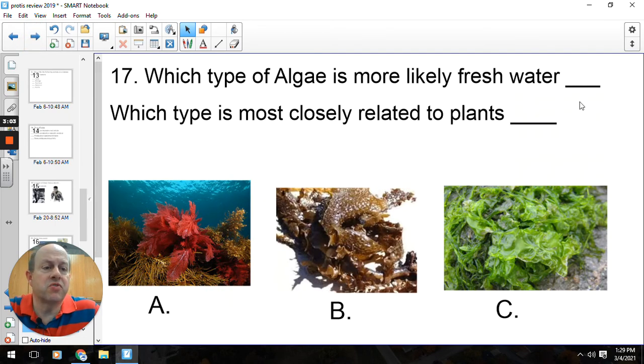Which algae is most freshwater-like? That'd be letter C, the green algae. And which one's most closely related to plants? That would also be letter C, the green algae.